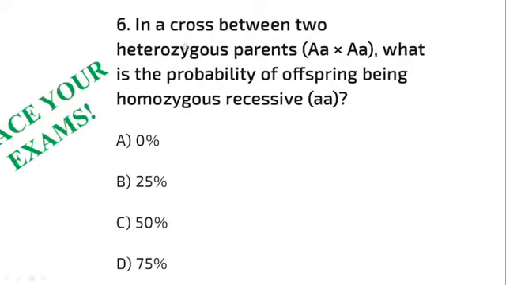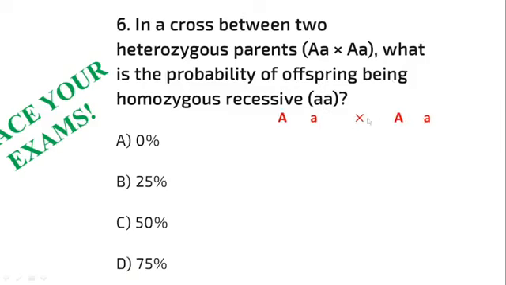So here is our question 6. The question reads, in a cross between two heterozygous parents, what is the probability of the offspring being homozygous recessive? So now, we want to look at a cross, and this cross is between two heterozygous parents. This is their genotype. They are heterozygous, meaning that they have different alleles, as you can see. So I want to cross this. I want to see the probability of the offspring being homozygous recessive.